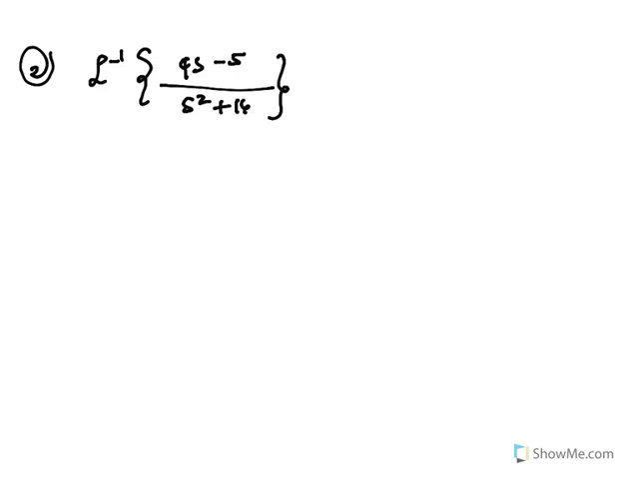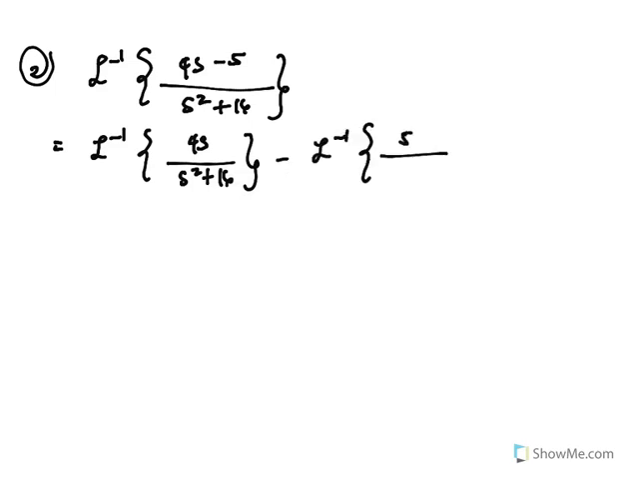Next, let's try having inverse Laplace of 4s minus 5 over s squared plus 16. So again, yung form natin, it's not among those na mababaliktad agad natin siya yung inverse Laplace transform, but since the numerator is a binomial, we can rewrite this as the inverse Laplace of 4s over s squared plus 16 minus inverse Laplace of 5 over s squared plus 16.